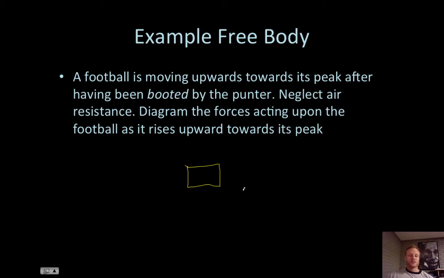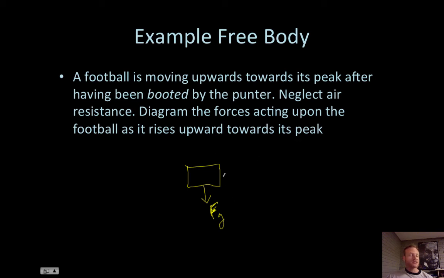Okay, so the very first thing that you always do is draw the weight, or the force of gravity, right? And the force of gravity is always going to be down, and that's supposed to be an F. I'm really sorry that came out so funny looking. F sub g, right? So the football is moving up towards its peak. The force of gravity is pulling it down.